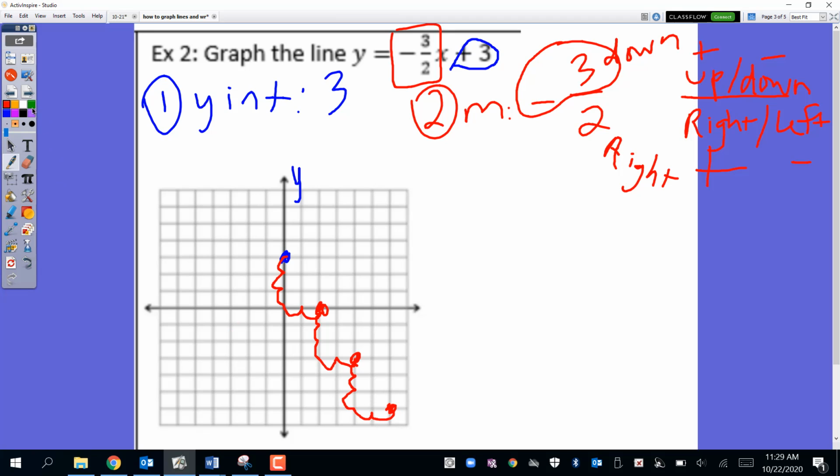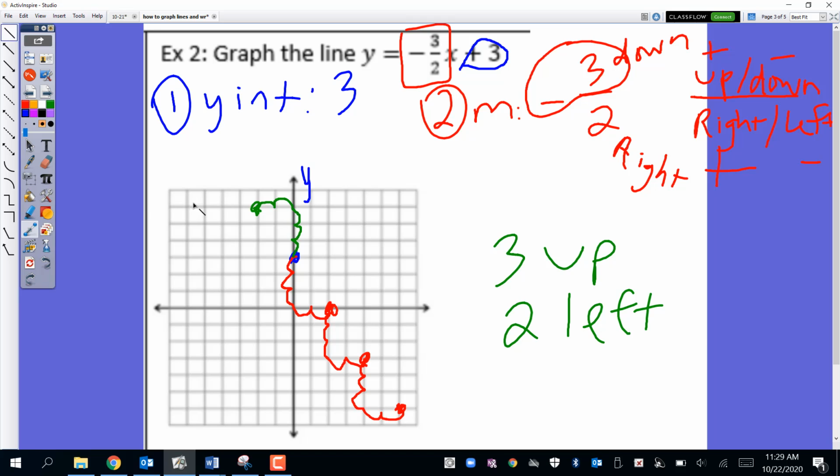If I wanted to go the opposite way, backwards, I would do the opposite of both of these directions, so 3 up and 2 left. So I would go 1, 2, 3, 1, 2, dot. And then I'm using the straight line tool on GoFormative in the Show Your Work section to line them up and connect all my dots.